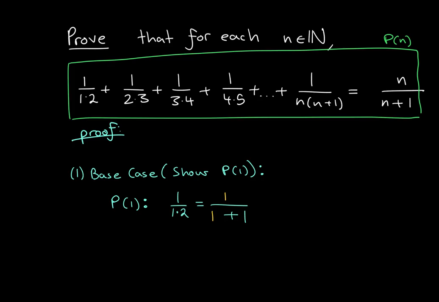Oh, hey, that is true. So we're already done. You can say P of 1 holds. The base case is done. We know this is true for at least one domino. We know at least one domino will fall.